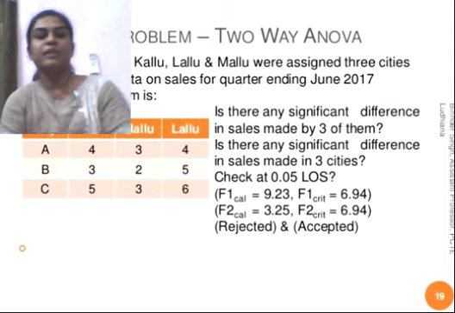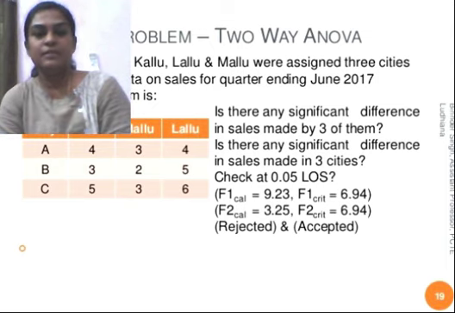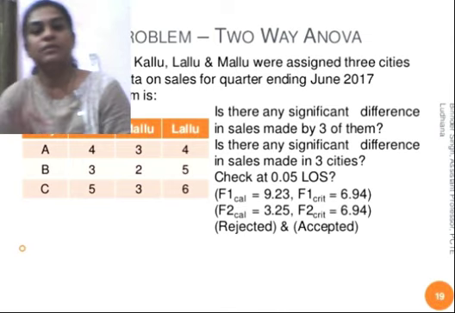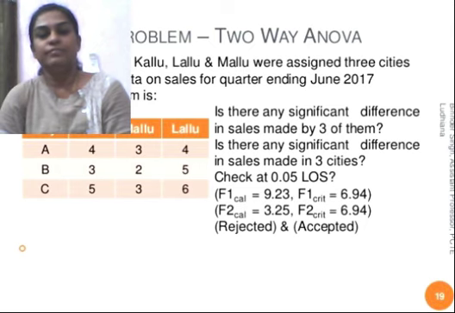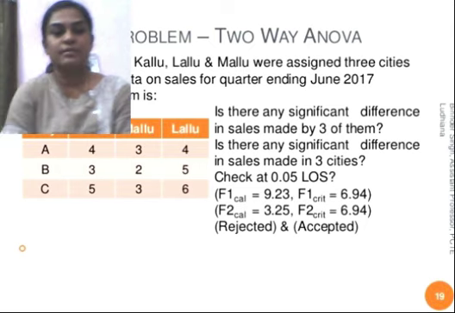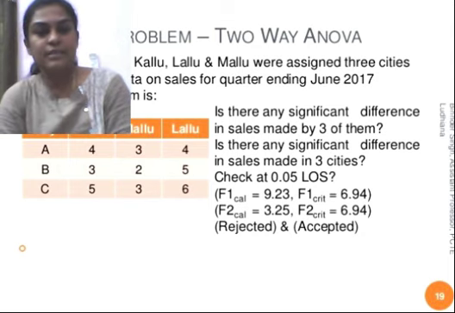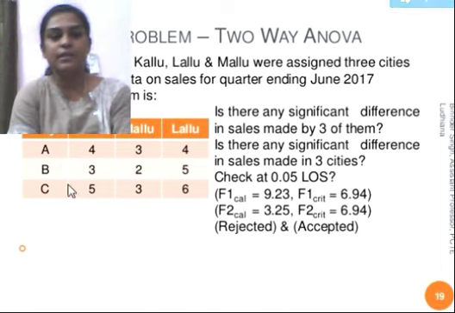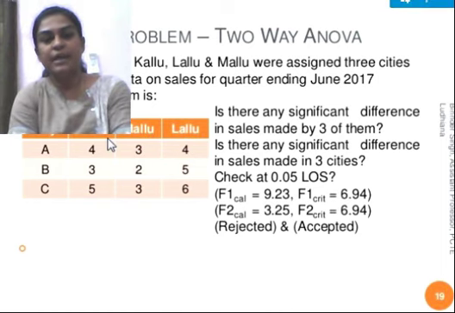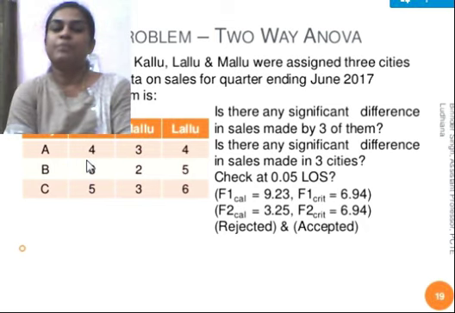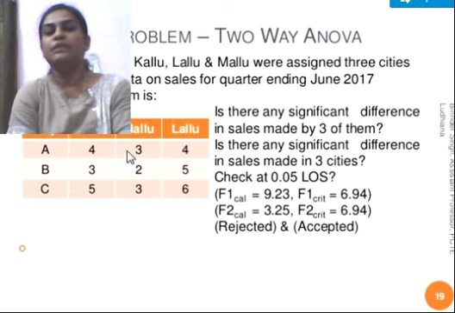Let me tell you one practical example for this method. Take down this particular problem, practice at home, and check if this problem explains it to you. Here 3 people were assigned to 3 cities, like sales people Kallu, Lallu and Mallu. These people were assigned 3 cities, A, B, C. So at year end, their sales: city A, Kallu 4; city B, 3; city C, his sales performance is 5, and like this Mallu and Lallu.